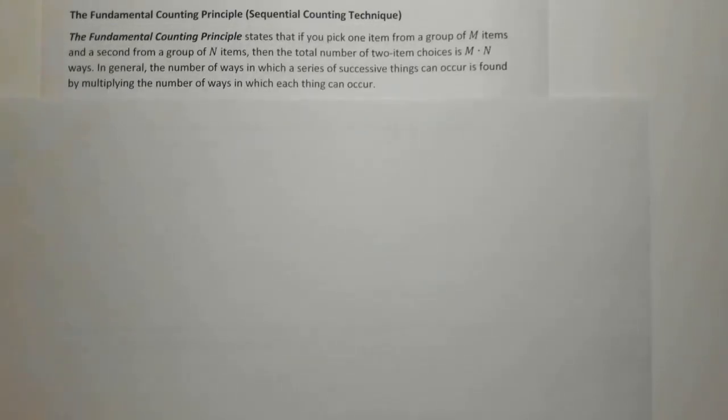All right, the fundamental counting principle. The fundamental counting principle states that if you pick one item from a group of m items and a second from a group of n items, then the total number of two-item choices is m times n ways. In general, the number of ways in which a series of successive things can occur is found by multiplying the number of ways in which each of those things can occur.